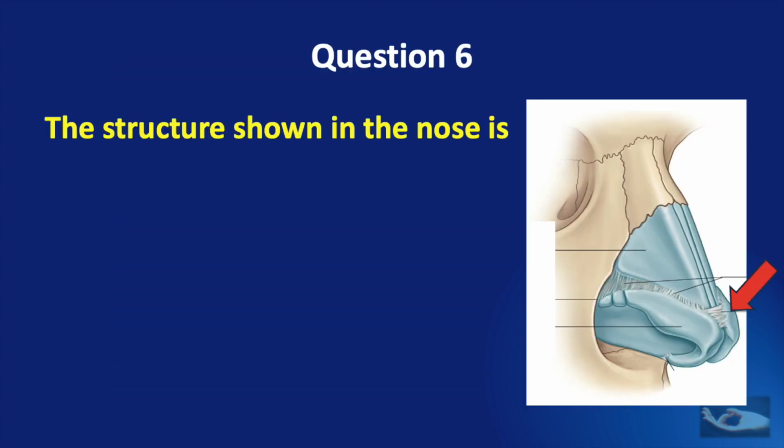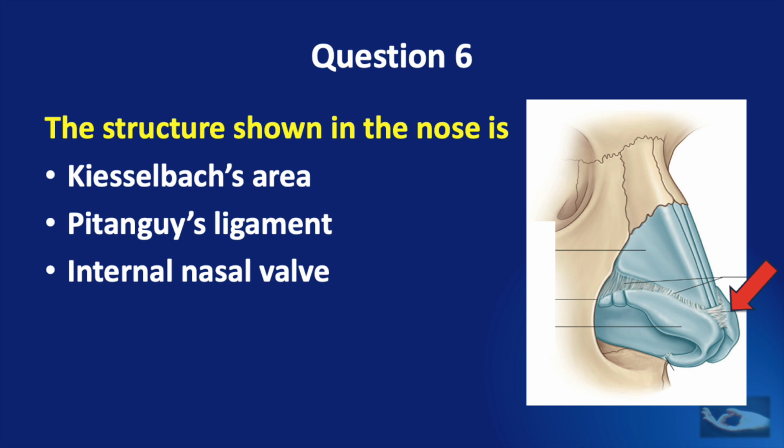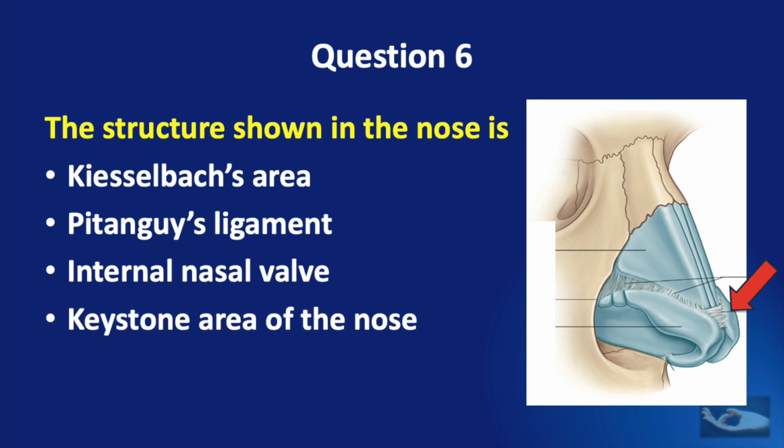Question number 6. The structure shown in the nose is the Kieselbach's area, the Pitanguy's ligament, internal nasal valve, or the keystone area of the nose.